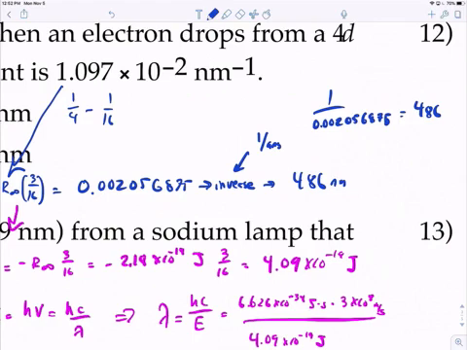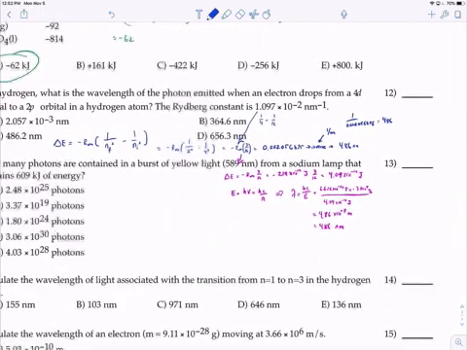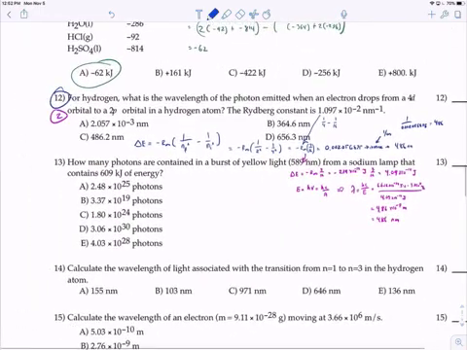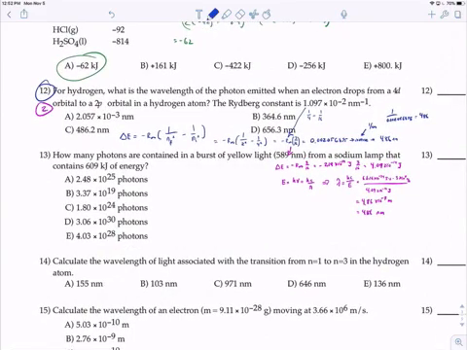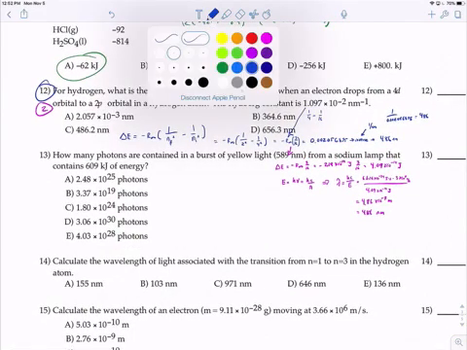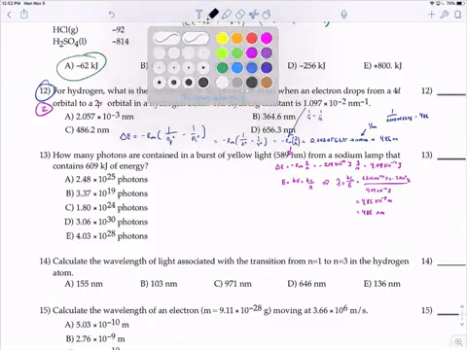Questions with this one? I'll go to black.